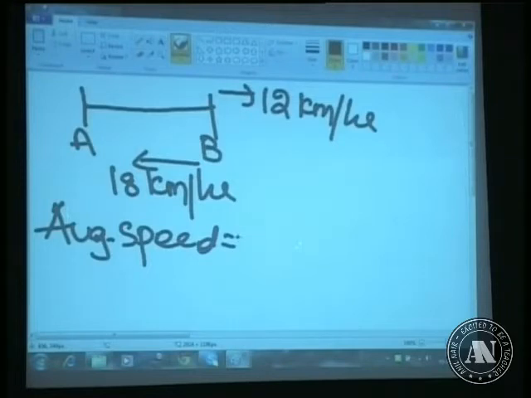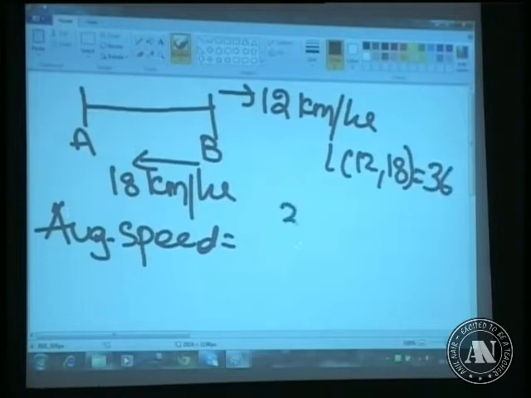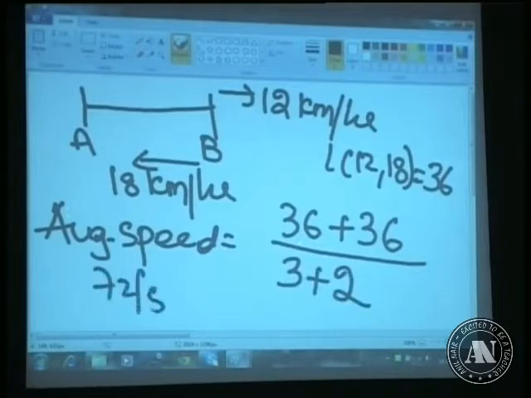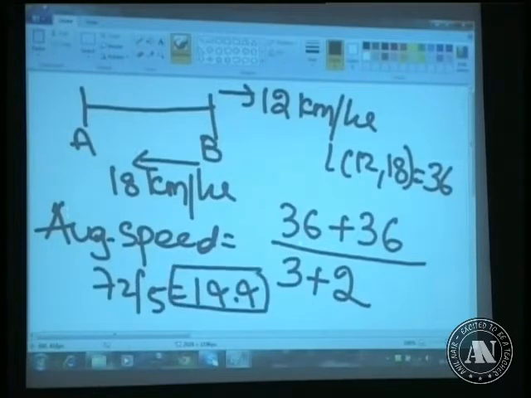A person travels from A to B at 12 kilometers per hour, B to A at 18 kilometers per hour, average speed. Now what is constant again? Again the distance is constant. LCM of 12 and 18, these are 36. First he is moving from A to B, 36. Next he is moving from B to A, 36. While moving from A to B, his speed is 12 kilometers per hour, 3 hours. While coming, 2 hours. 72 by 5. Answer is 14.4.